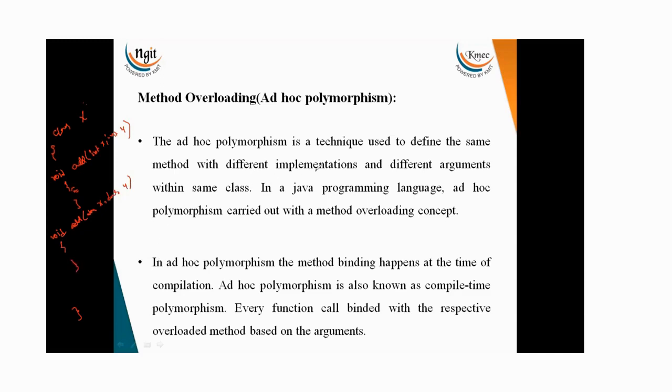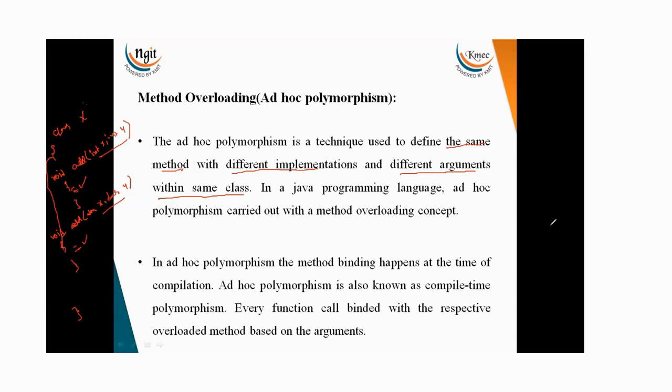Now, just go through the definition. It is used to define the same method. The method name is the same, if you observe, with a different implementation. Here you have a different implementation, and here you have a different implementation, and different arguments within the same class. Right? This is nothing but method overloading.